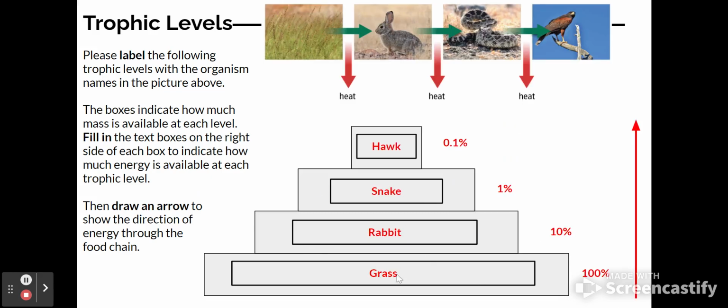to indicate how much energy is available at each trophic level. So you should have the grass, then the rabbit, then the snake, then the hawk, because that's the order that we have here. We start off at 100% of energy from the grass. We get to 10% for the rabbit, 1% for the snake, 0.1% for the hawk. Because remember, we lose 90% of energy for every step, so we only take 10% to the next level. And the energy starts at the bottom and goes to the top.